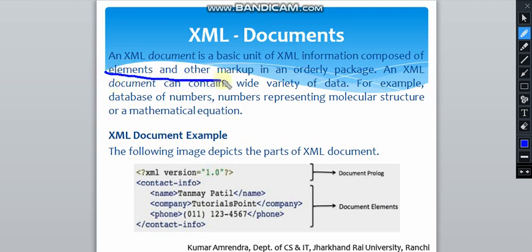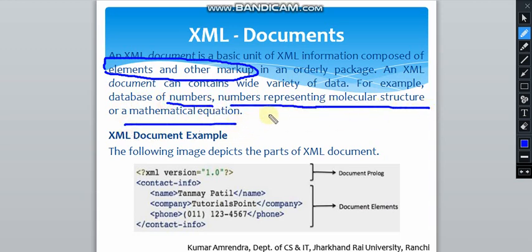So what is it composed of? It is composed of elements and other markup, such as tags and attributes. An XML document can contain a wide variety of data, for example, a database of numbers representing a molecular structure or a mathematical equation.